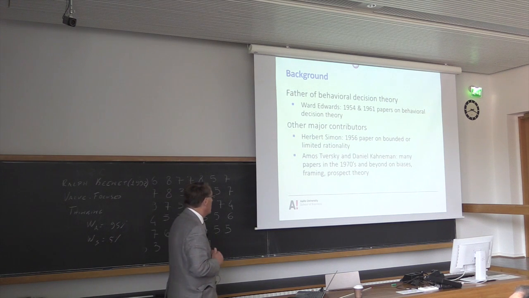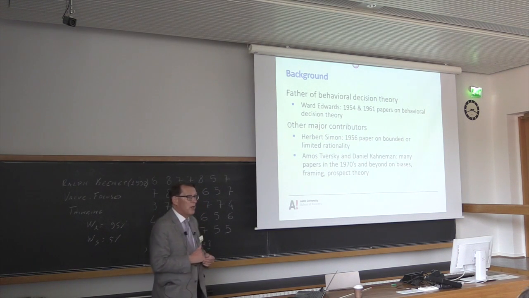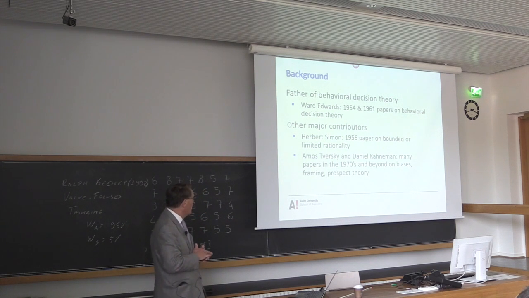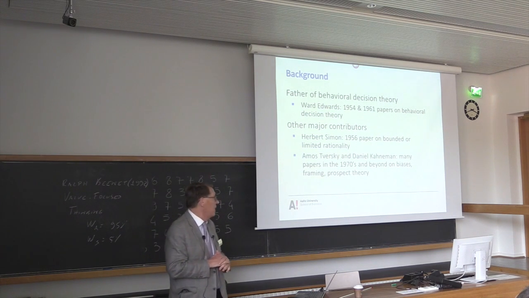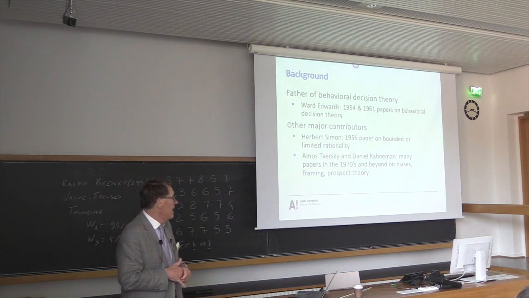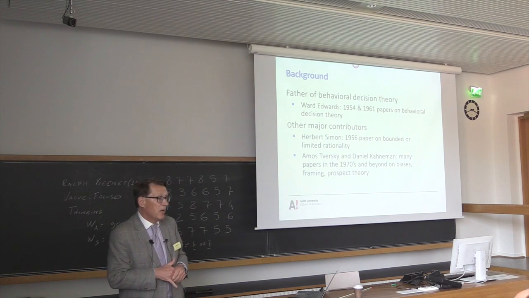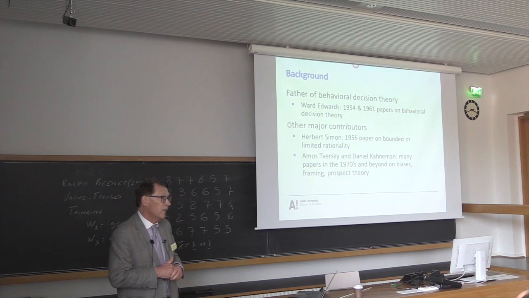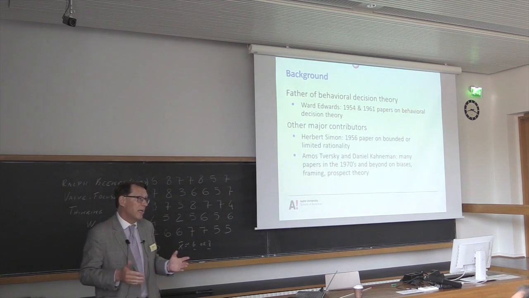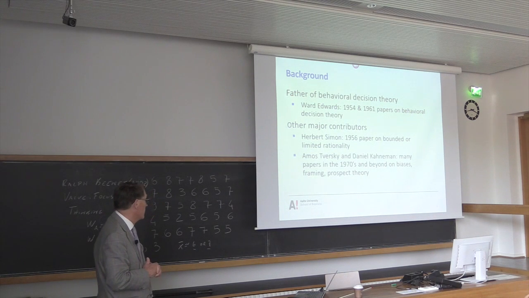Of course, the two other scholars that I'd like to mention are Amos Tversky and Daniel Kahneman, who wrote in the 70s and 80s many papers on biases, framing, and prospect theory. Daniel Kahneman received the Nobel Prize in Economics, and I think it was 2002. But Amos Tversky would, I believe, have shared the prize with him, but he had died prior to the occasion.